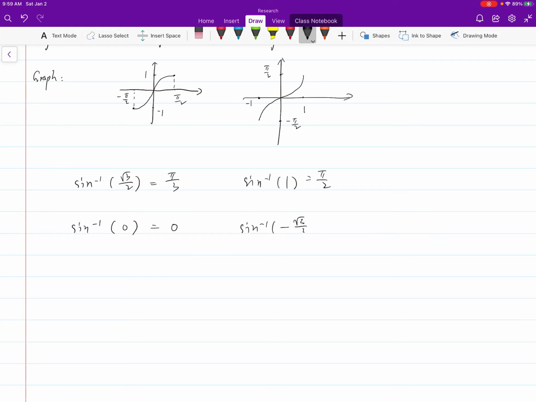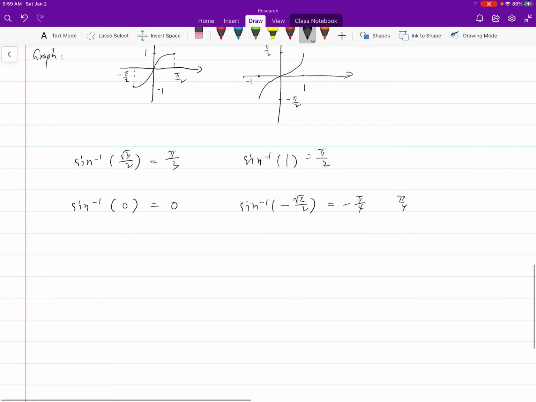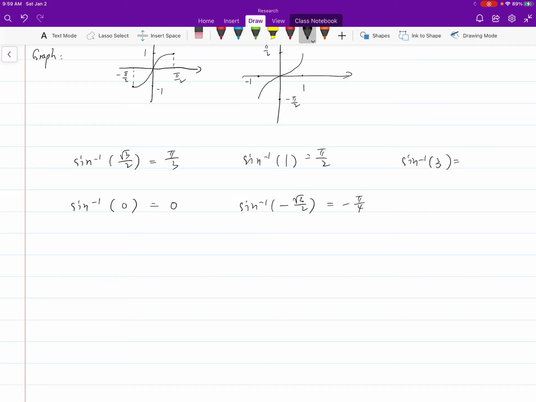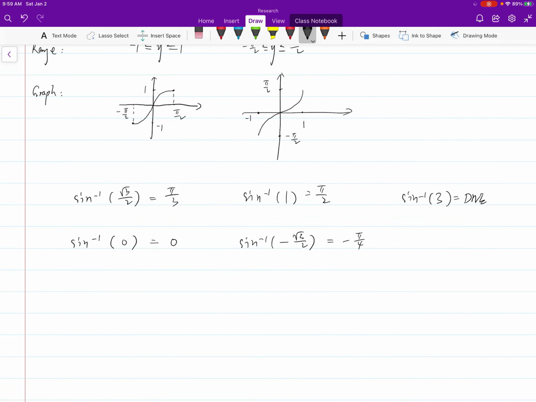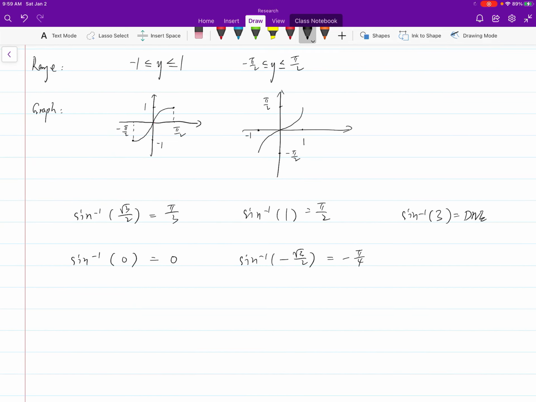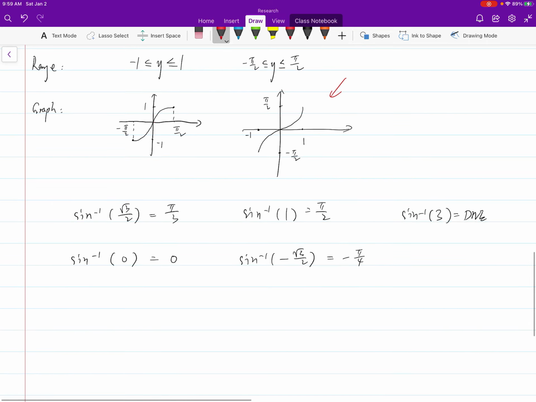Sine inverse 1 equals pi over 2. Sine inverse negative square root of 2 over 2 is going to be negative pi over 4, because we're taking this one. Technically 7 pi over 4 also works, but we don't do that. Okay. Finally, sine inverse 3 does not exist. The reason is because this number has to be between negative 1 and 1. Okay, so the key is still to try to find the values.